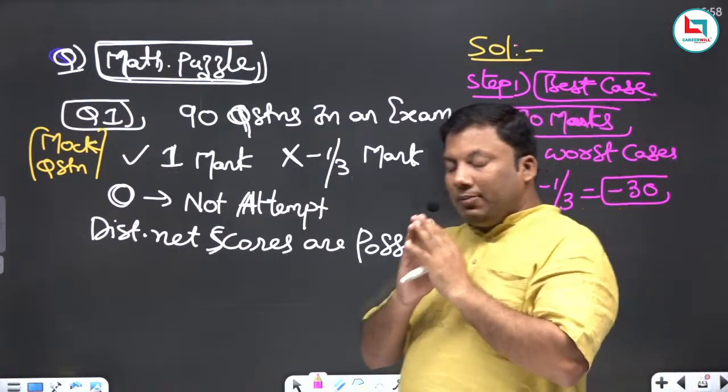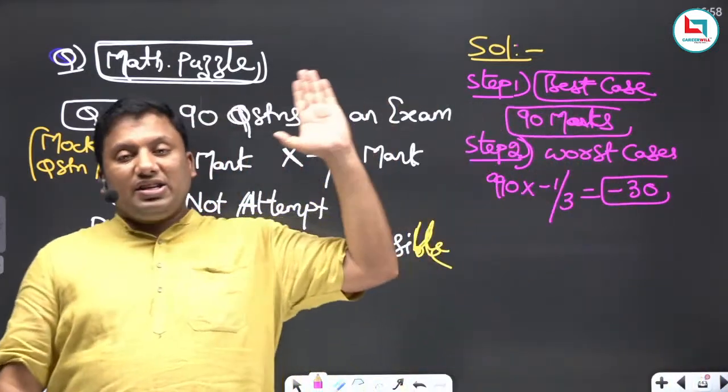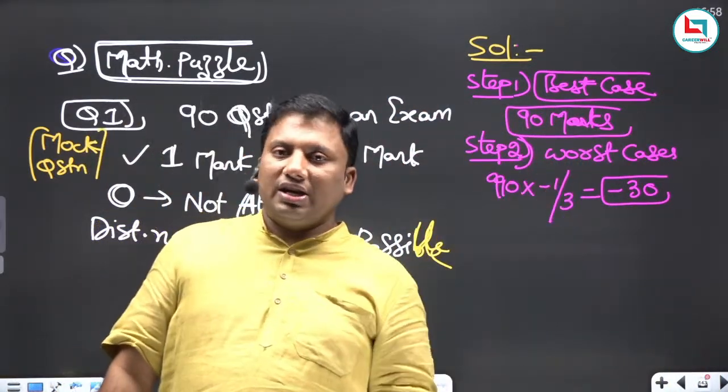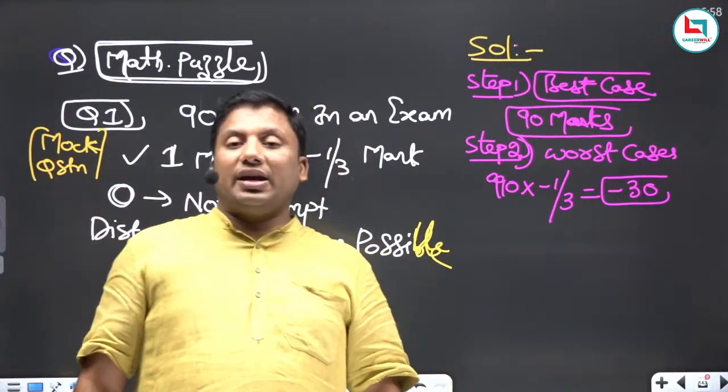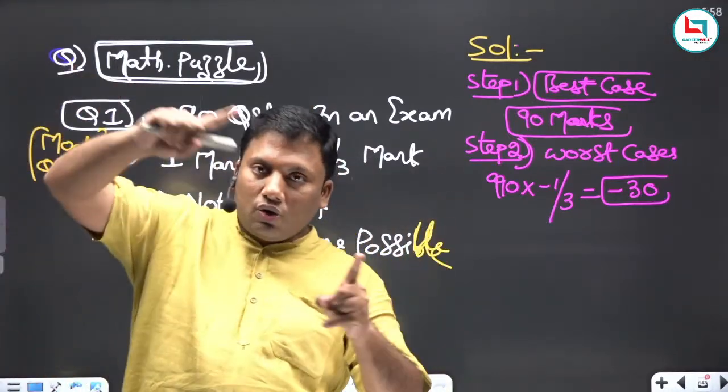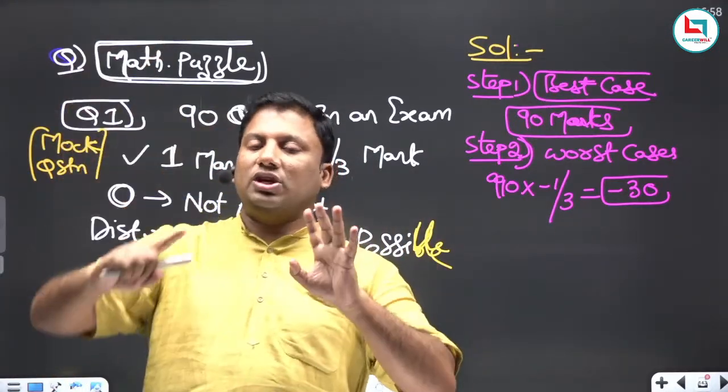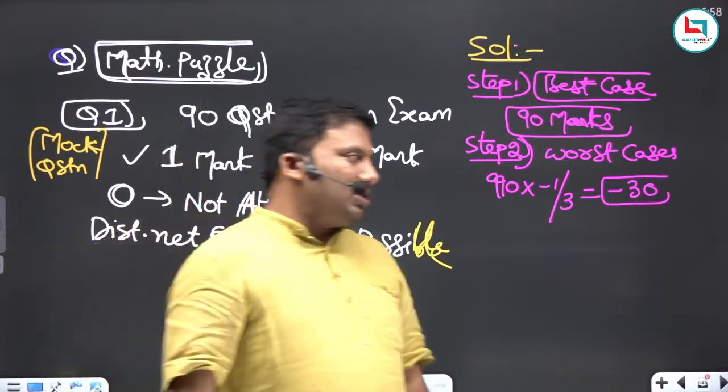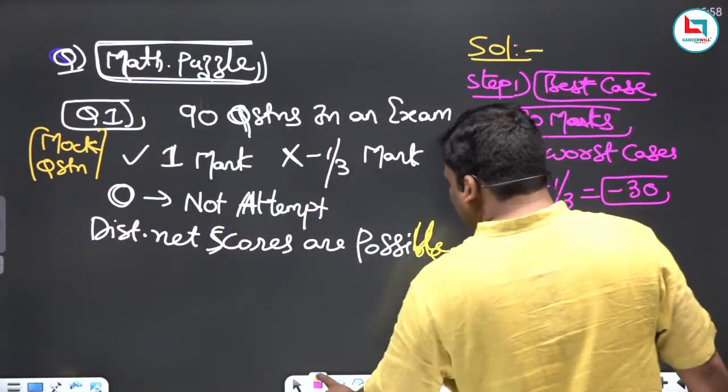That means maximum score which I can get is 90. Minimum score I can get is minus 30. Scores always oscillate between these two, minus 30 to 90.